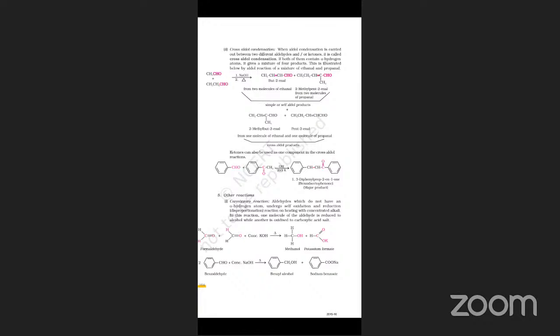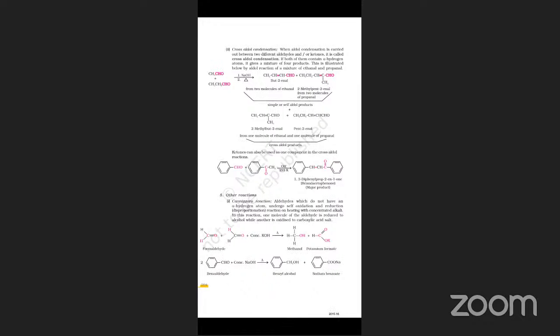But in this crossed aldol condensation, two aldehydes react together, and those aldehydes have different numbers of alkyl groups. The first one here is acetaldehyde, and the second one is propanal, ethanal and propanal. Both have alpha hydrogens. Already we have discussed in aldol condensation that whatever reactants are involved, they should definitely contain the alpha hydrogen. That I already told, and this is explained like this.